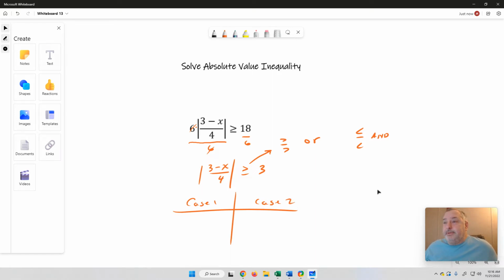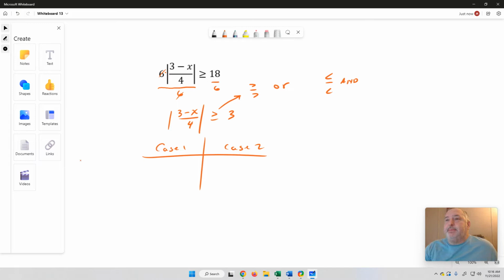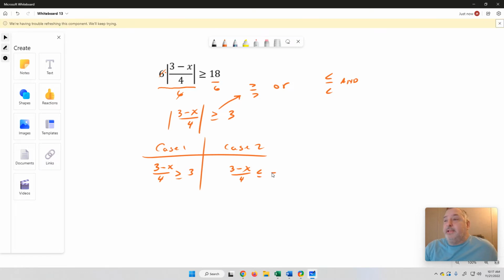Case 1 is just like it's written, dropping the absolute values. And then case 2, we have to flip the inequality sign and make the number its opposite. So there's the two cases we solve from here. The steps are going to be kind of the same for each one, so I'm doing them simultaneously.